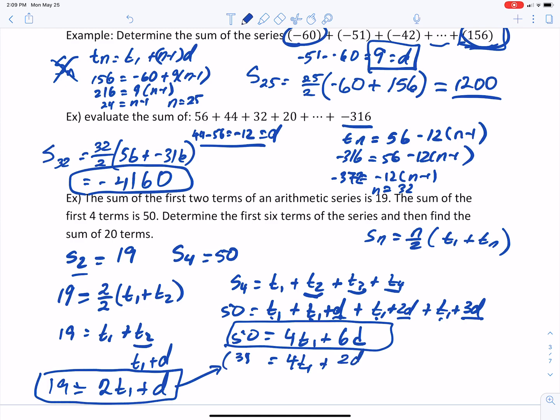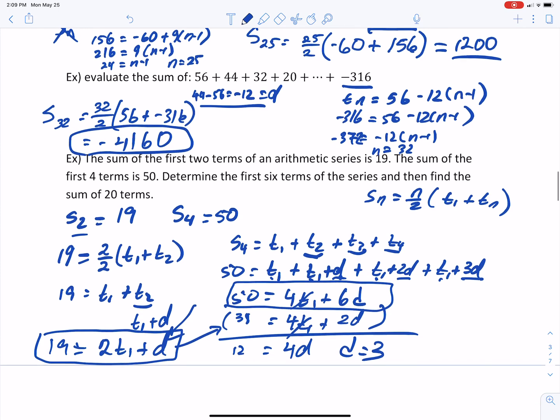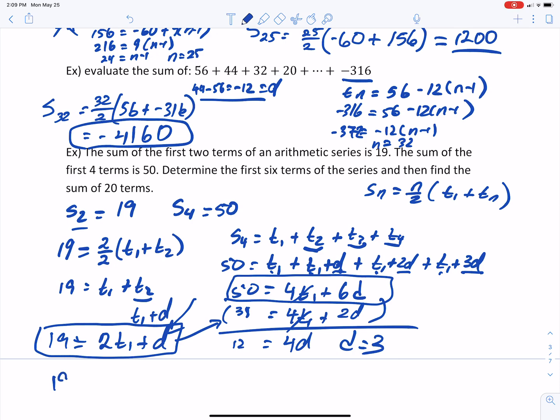And then I'm going to subtract this. So 50 minus 38 is 12. T1 disappears. 6 take away 2 is 4. So I know the common difference is 3. And now I'm going to put that back into here to solve for T1. So I'm going to take away 3 and divide by 2. T1 is 8.